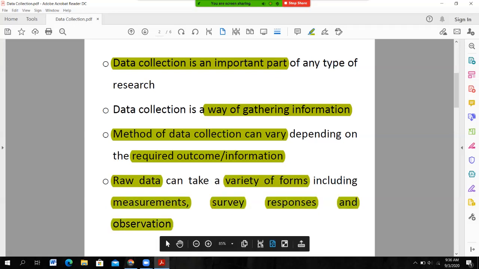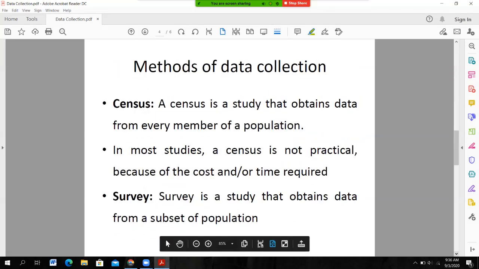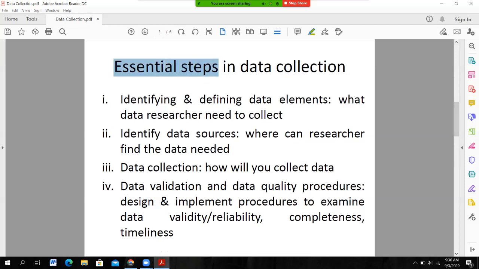As you know, previously we discussed the research process, which contains three important phases, and the third phase consists of three important steps. The first step is data collection. So what are the important or essential steps in data collection? There are various steps in data collection.